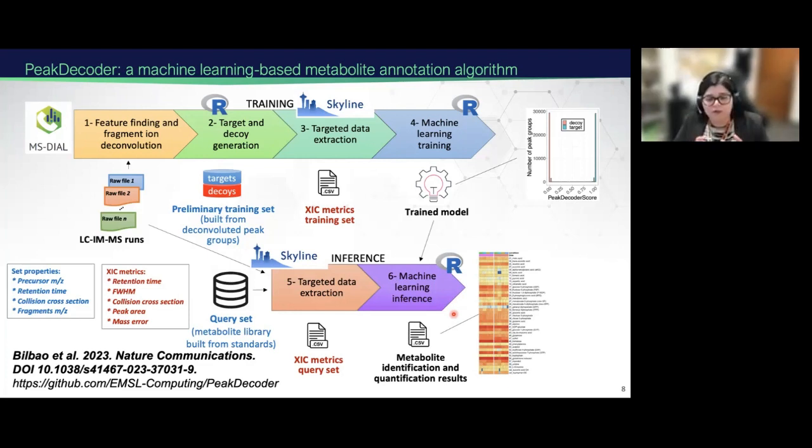So once we have this model trained, then we have our library that we built. We created this library by analyzing standards where we have the retention time, the collision cross sections, and the masses of the precursors and the fragments. We again can use Skyline to extract these peak metrics for each of the molecules. And then we use this model that is already trained to score these signals, and finally we can do filtering, and we have a confidence score that tells us if the molecule is present or not, and we can do quantitation also based on the extracted peak areas.